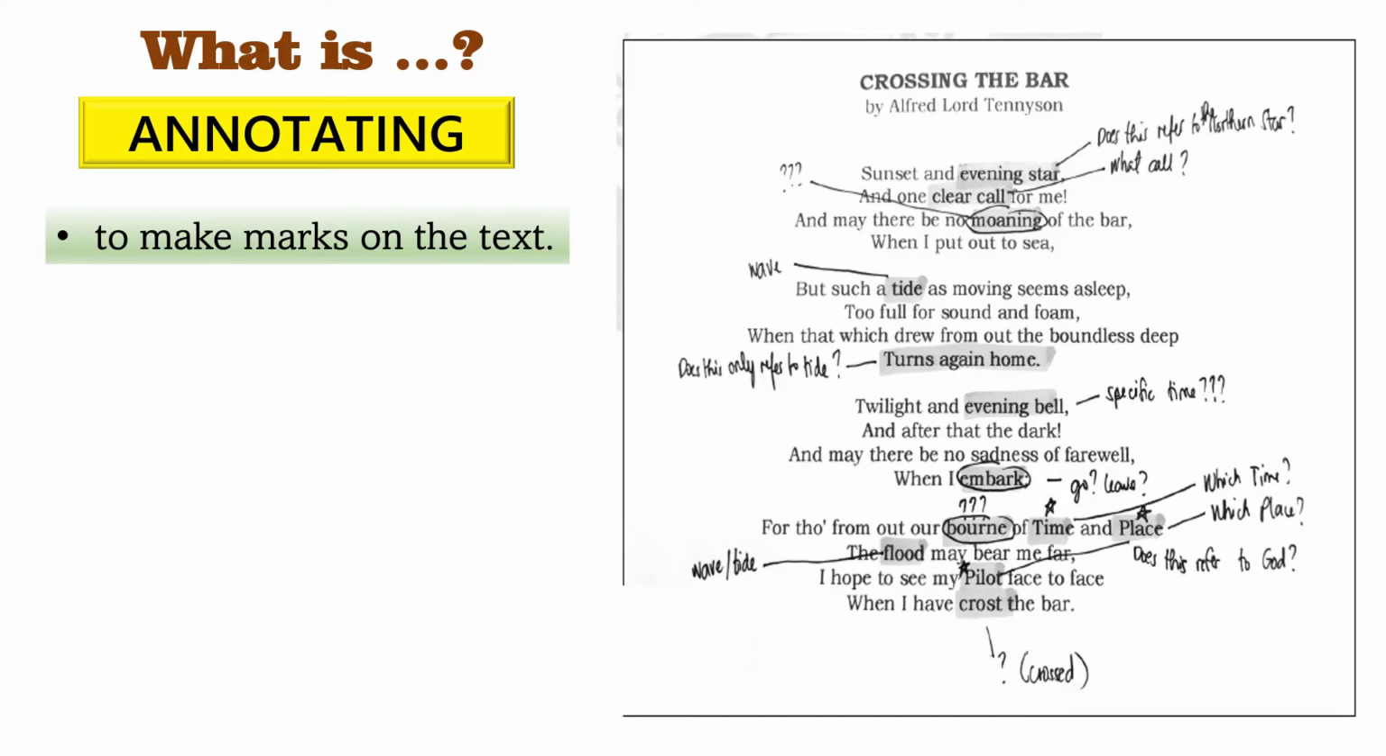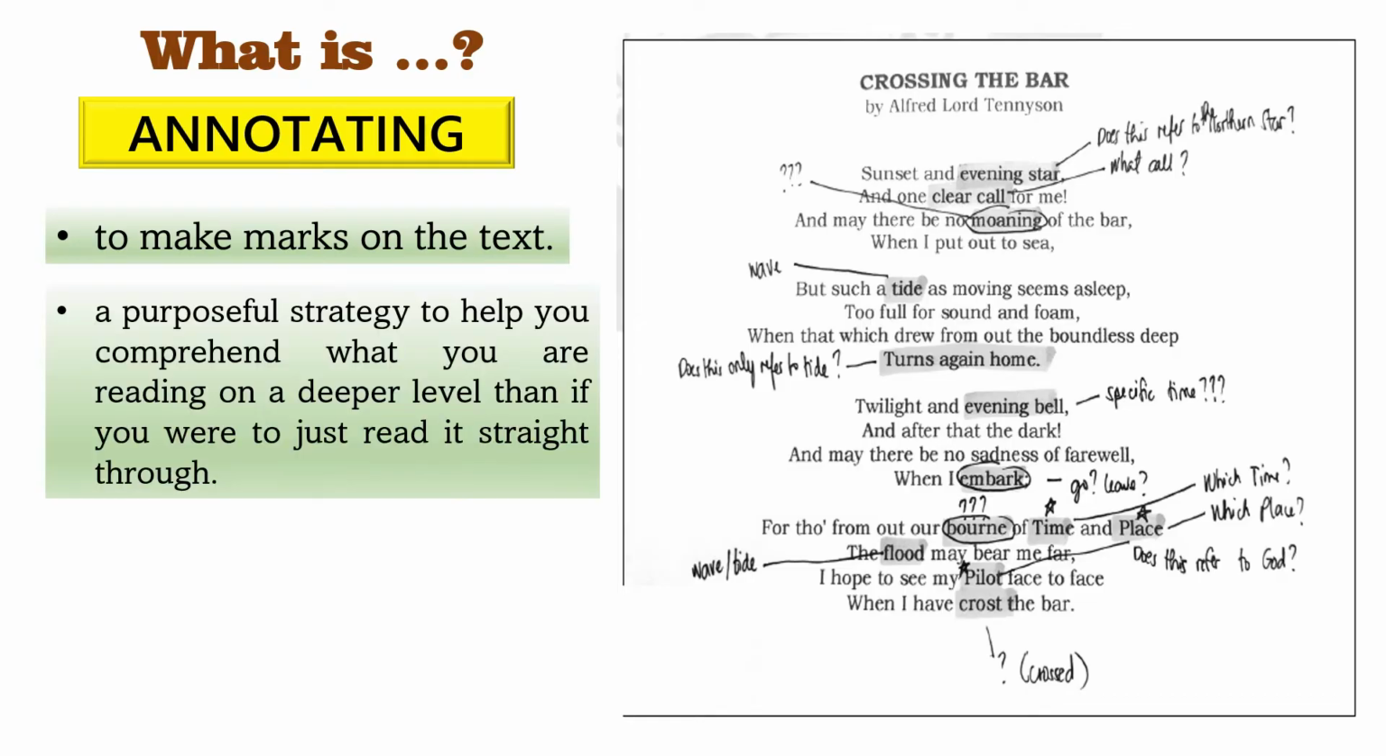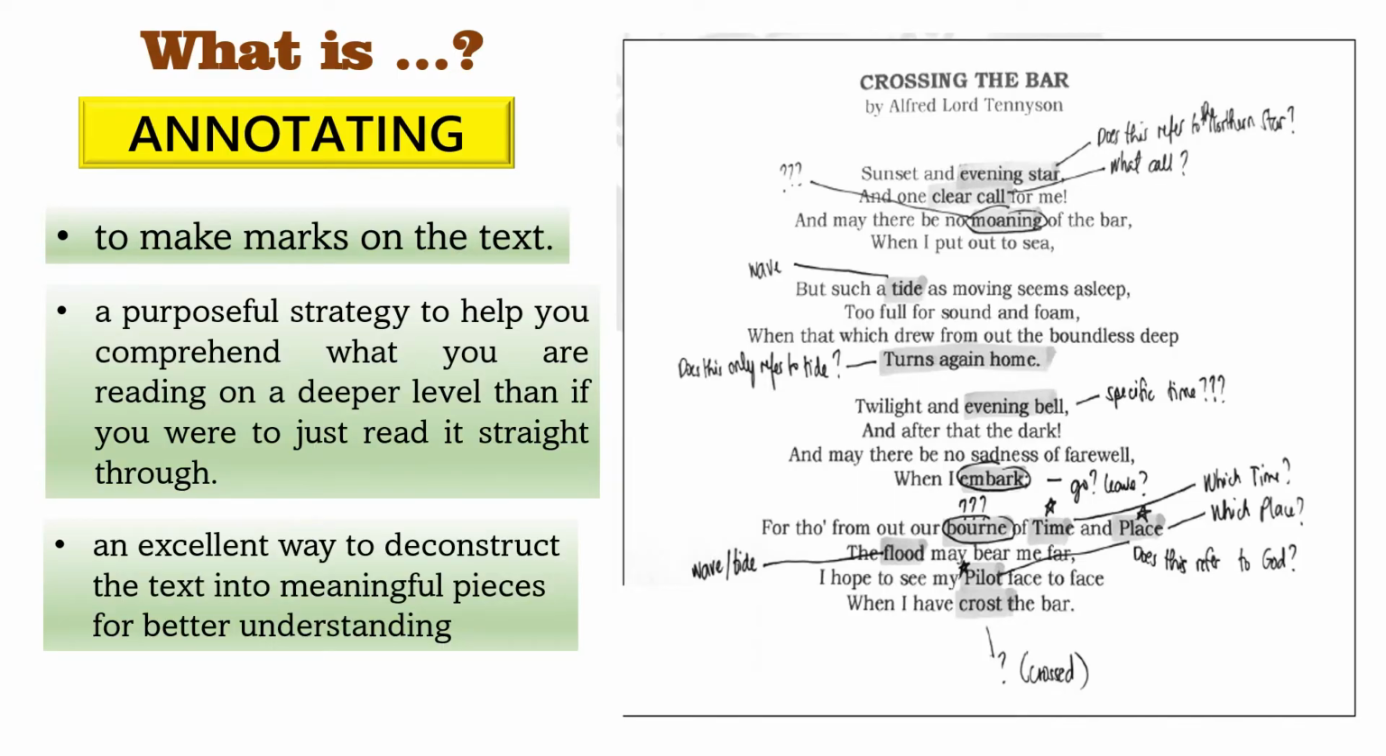It is not simply highlighting appealing words or sentences, though you will most likely end up highlighting the entire selection. It is a purposeful strategy to help you comprehend what you are reading on a deeper level than if you were to just read it straight through. It is an excellent way to deconstruct the text into meaningful pieces for better understanding. Its main goal is to make connections between what you already know about practically anything and the world around you.